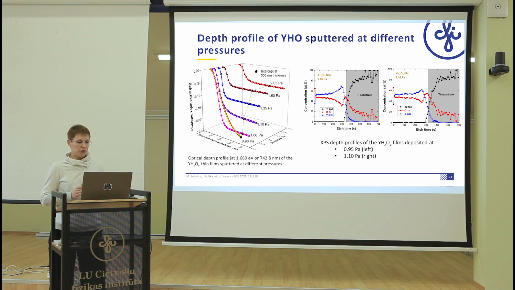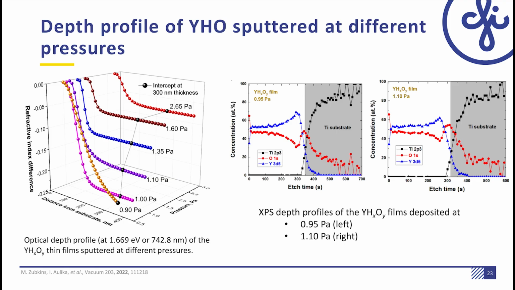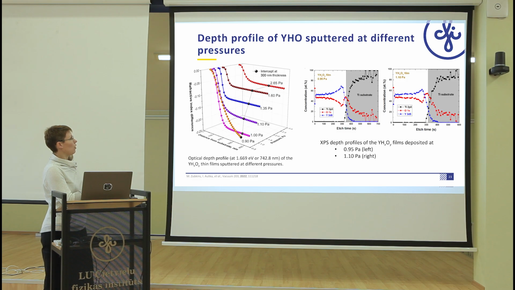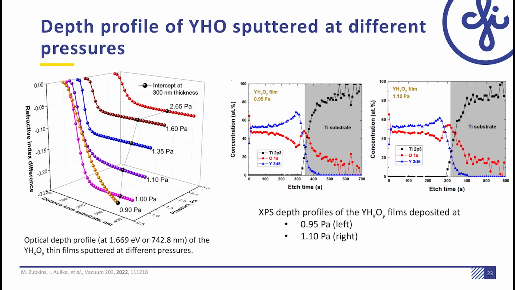Here you can see results related to optical gradient, which I was just mentioning in the slide before. Here we reveal how the optical depth profile evolves with the sputtering pressure. As the pressure increases, the refractive index gradient becomes less pronounced. So here you see we have a lower pressure, the gradient is very sharp, and as the pressure is increasing, we have much more homogeneous thin films.